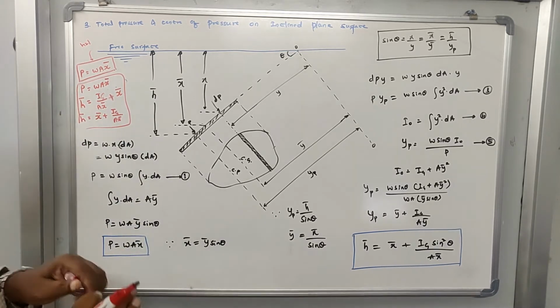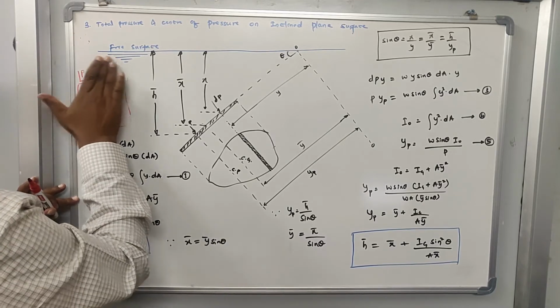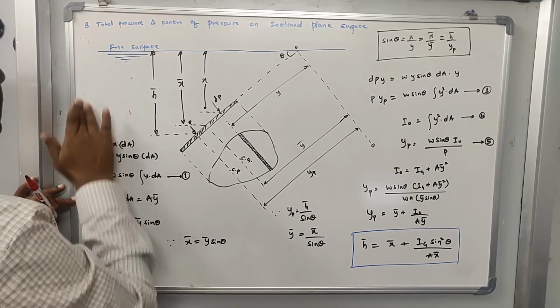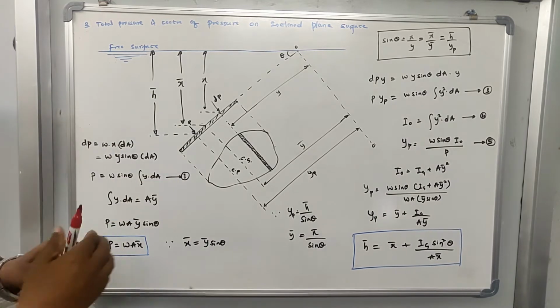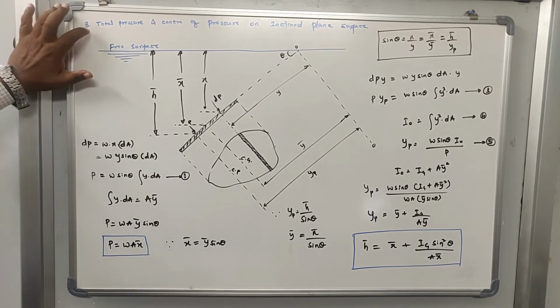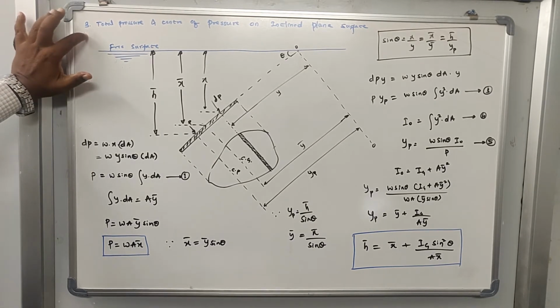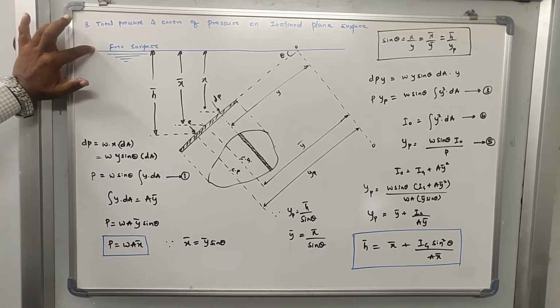So today's class we will start the discussion on the total pressure exerted by the static mass of fluid and its point of application when the plate is immersed in the inclined direction. We will discuss the total pressure exerted by the static mass of fluid on an inclined plate, when the plate is immersed at an inclination to the free surface, and its point of application, that is the CP point.